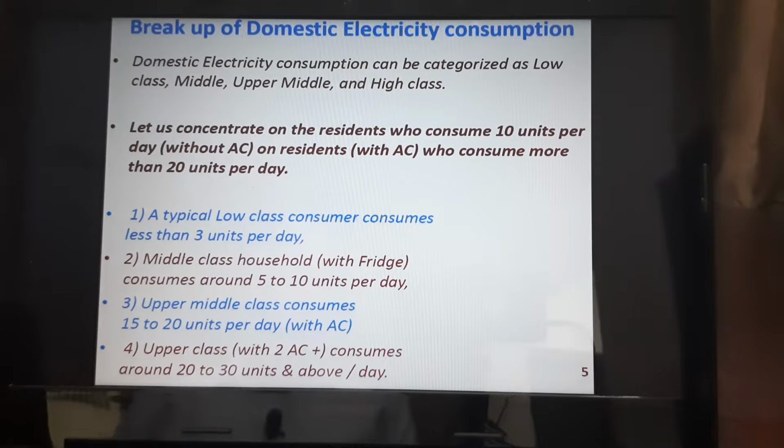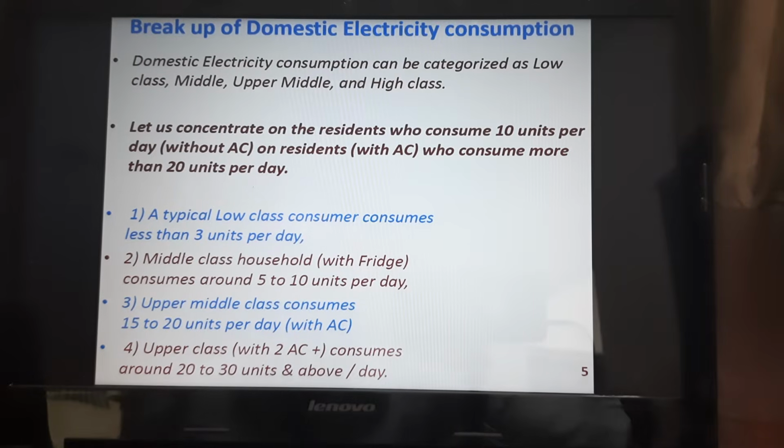And then comes the upper class, where they consume more than 20 to 30 units, where they have 2 plus more ACs as such.